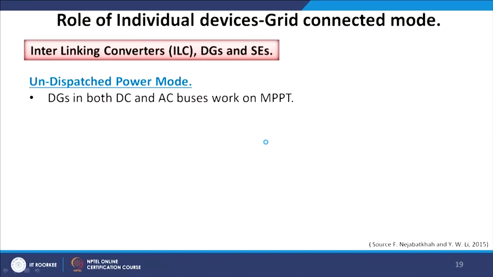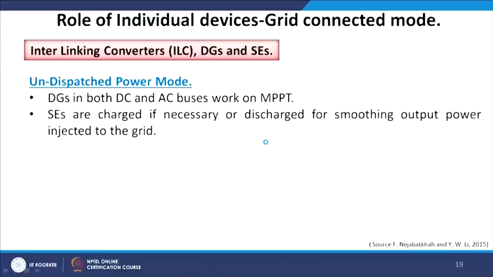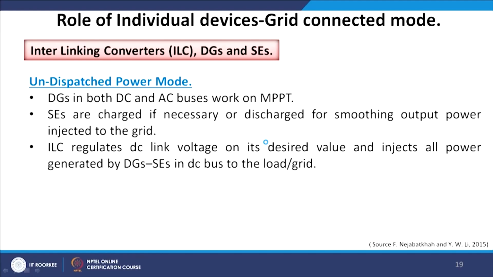In case of undispatched power mode, distributed generators in both DC and AC bus work on their MPPT, because we are not going to encourage them to vary their energy or power output. So, they will be allowed to operate in MPPT mode. Storage elements are charged if necessary or discharged for smoothing output power injected to the grid. Interlinking converters regulate the DC link voltage on its desired value and inject all power generated by distributed generators and storage elements in the DC bus to the load or the grid.